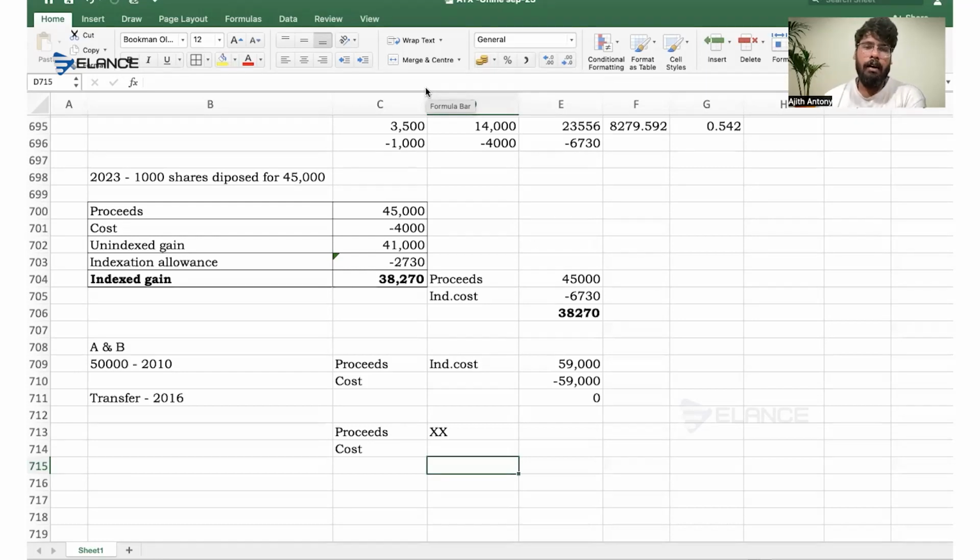ഓക്കെ, എന്നാൽ നമുക്ക് ഇന്നത്തെ പരിപാടി വൈൻഡപ്പ് ചെയ്യാം. ബാക്കി നമുക്ക് നാളെ ഡിസ്കസ് ചെയ്യാം. ഓക്കെ.